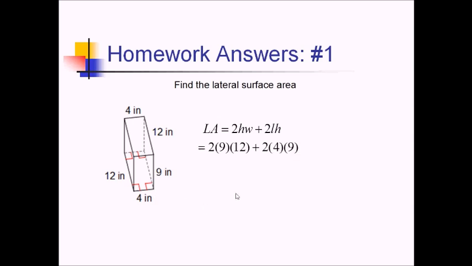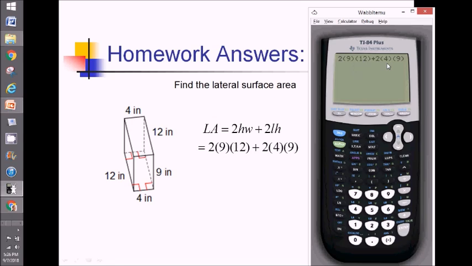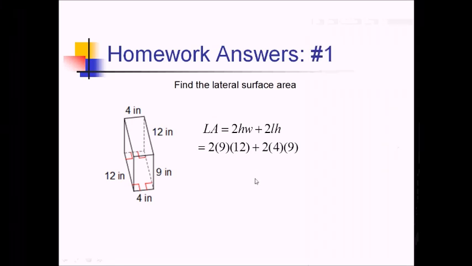And if they don't tell you specifically that one side or the other is the base, then we'll just assume that the bottom and the top are the bases. So we're just finding the non-base areas here. So multiplying all that out, I've entered it in my calculator here. Calculator says 288. What kind of units? Well, we're doing surface area with inches, so that's 288 square inches.